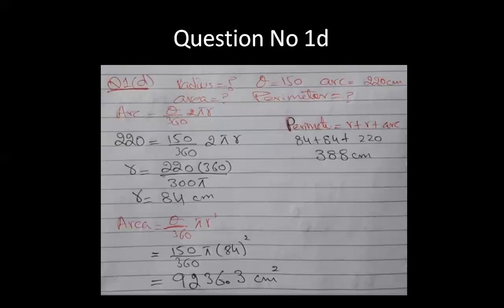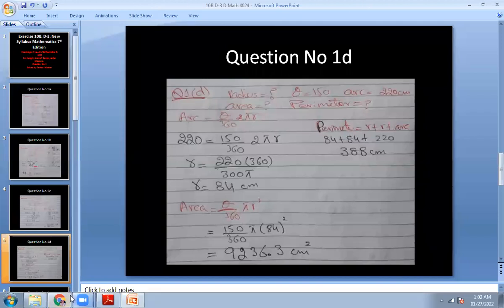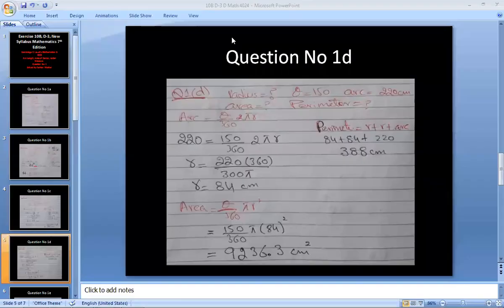Now, if you want to find out the perimeter of the sector, it is radius plus arc. Radius plus arc should be 84 plus 84 plus 220, and that will be 388 centimeter. So this is how you will do this question, and let me show you. The whole solution of this question is coming up on your screen. I hope that you have understood this.